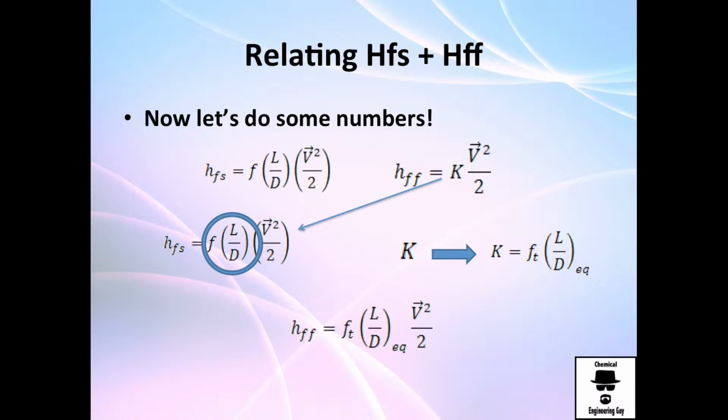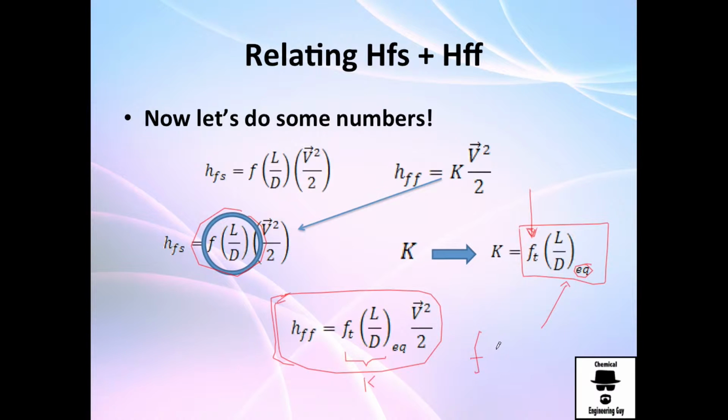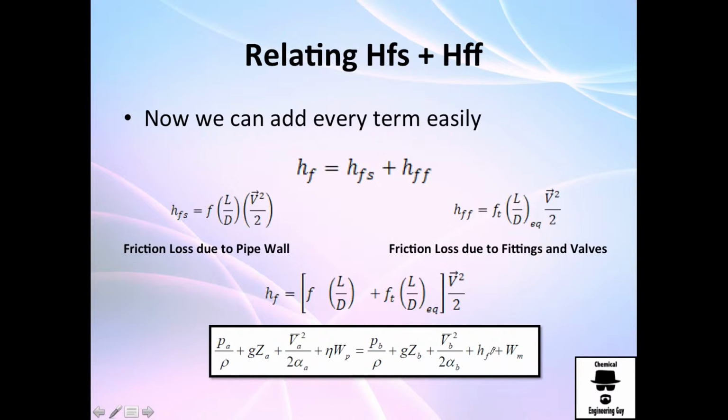Now let's do it with some numbers. We got the K here. As I told you before, we can have this right here. This is the f_T equivalent and the L over D equivalent. So instead of using K, we have this. And this is very good because we will then be adding different friction factors. L over D is a constant because the length and the diameter won't change. So we can do this.